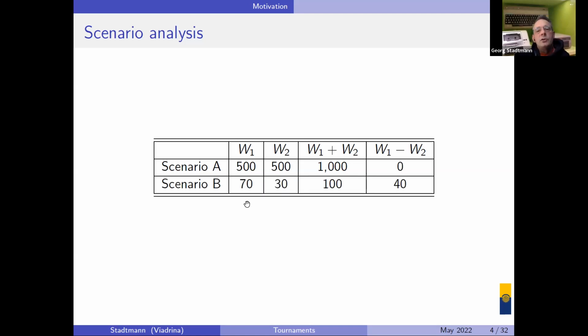Compare this to scenario B, where the prize money for the first place is 70 and the prize money for the second place is 30. The purse, the sum of the prize money, is equal to 100, and the difference between the first place and the second place is equal to 40. Now, the big question to the audience: in which scenario do we observe a more intense competition? In which scenario is the effort level higher, and why is that the case?